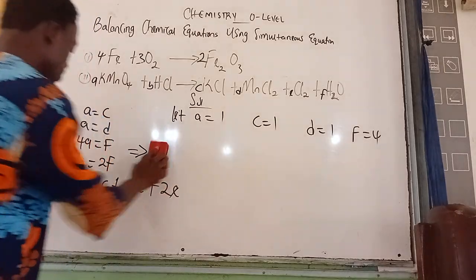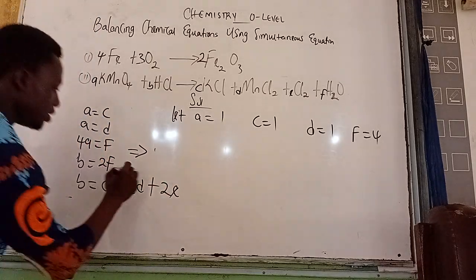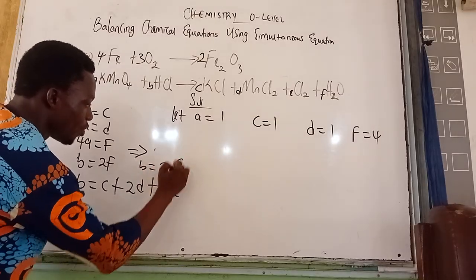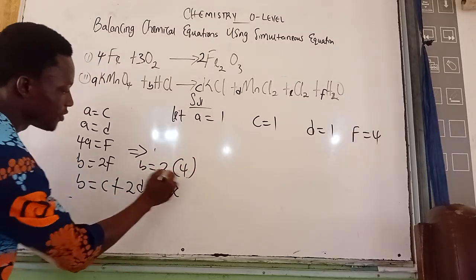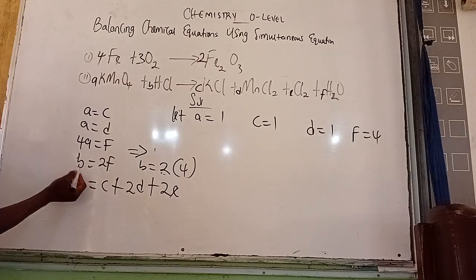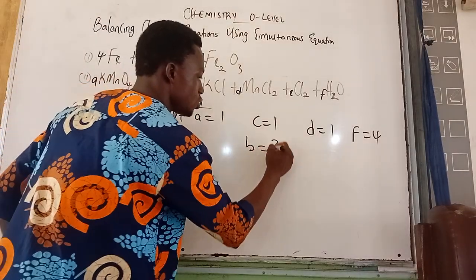Now let's find our B. B equals 2F. What's our F? 4. 2 times 4, 8. That means B equals 2 times 4. B equals 8.